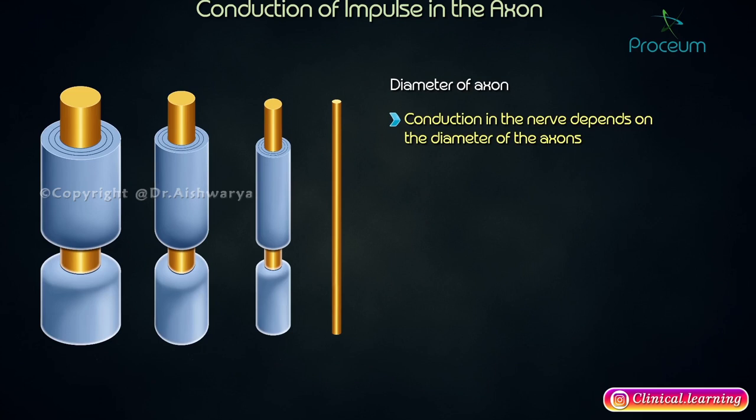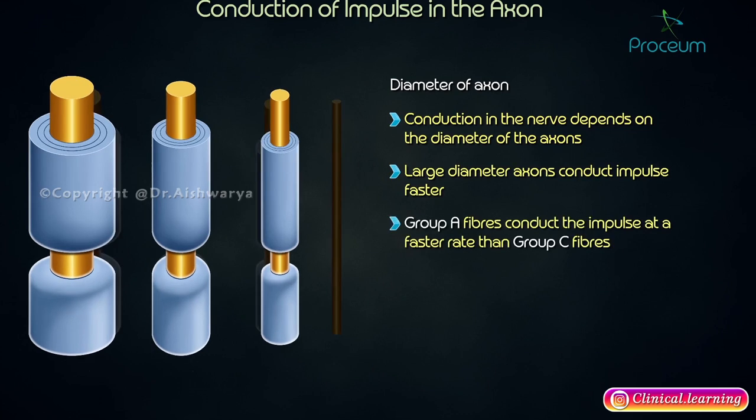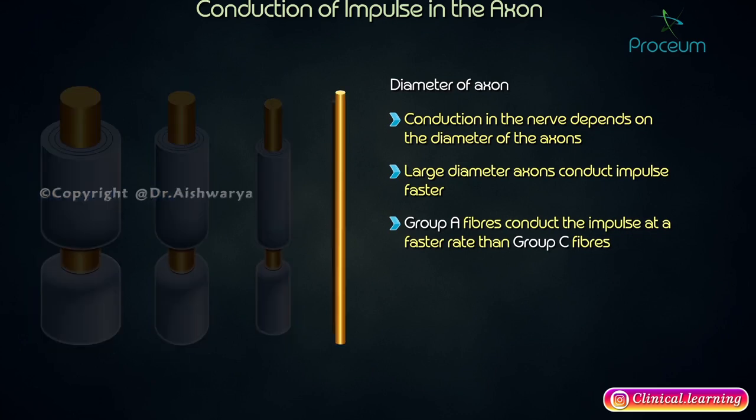And the conduction of the nerve impulse along an axon also depends upon the diameter of the axon. The larger diameter axons conduct the impulses at a faster rate compared to that of the smaller diameter axons. That's the reason group A fibers, which have larger diameter, can conduct impulses at a faster rate when compared to that of the group C fibers with smaller diameter.